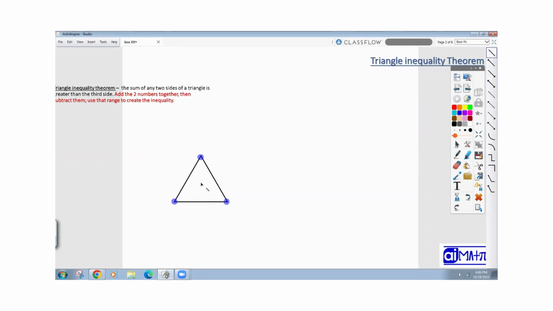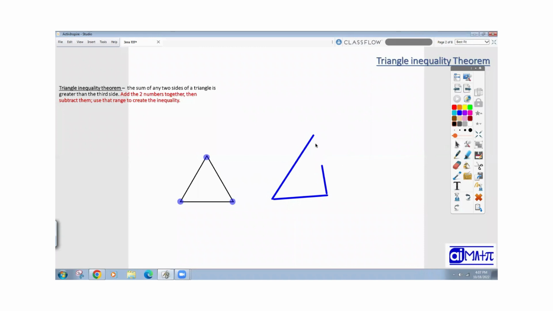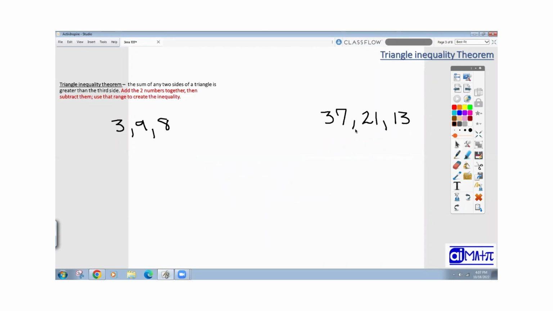So you have a shape with three lines that connect in three places. That's a triangle. When you have three lines and they do not connect, you have something like this. This gap would prevent this from being referred to as a triangle. And the reason for that is the Triangle Inequality Theorem, which tells us that the sum of any two sides of a triangle must be greater than the third.